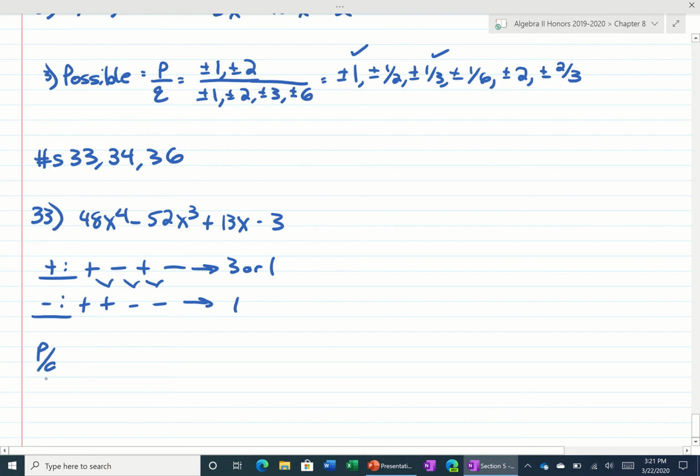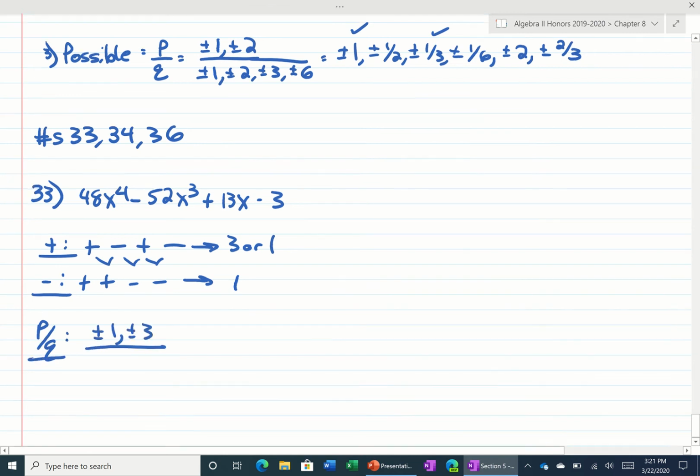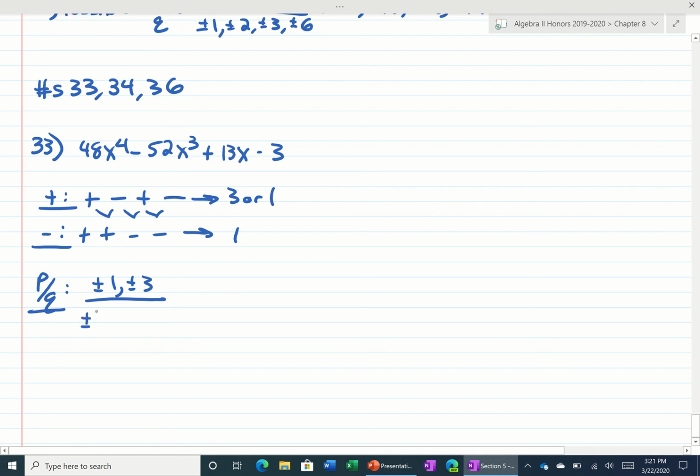The p over q's are going to be fun. Factors of 3 over factors of 48. So this is going to be a long list. 1, 2, 3, 4, 6, 8, 9, 10, 11, 12.